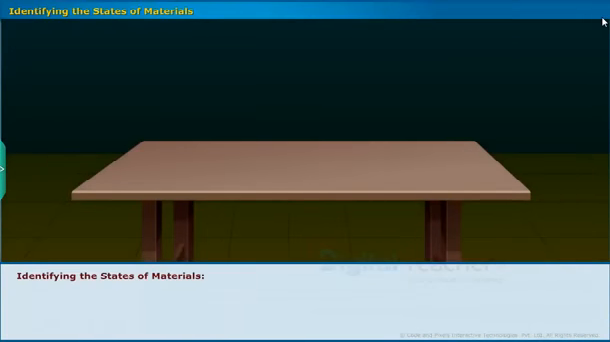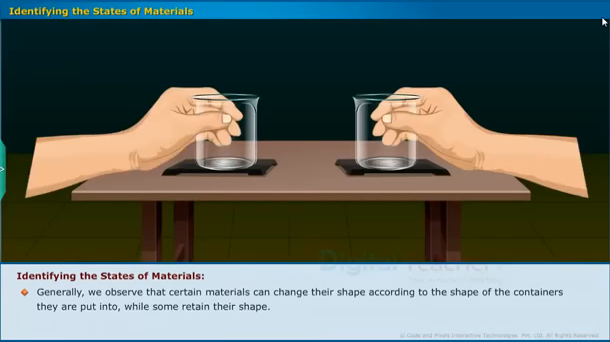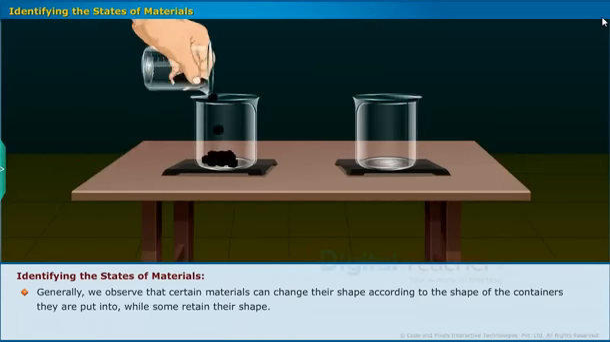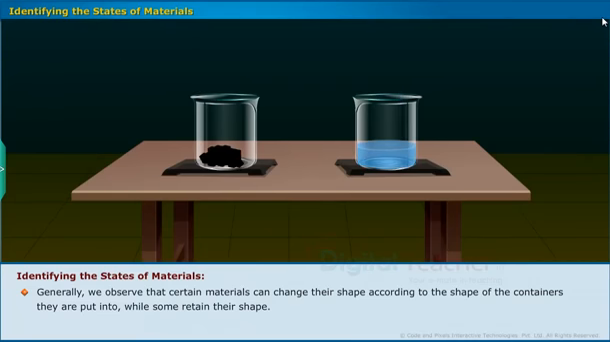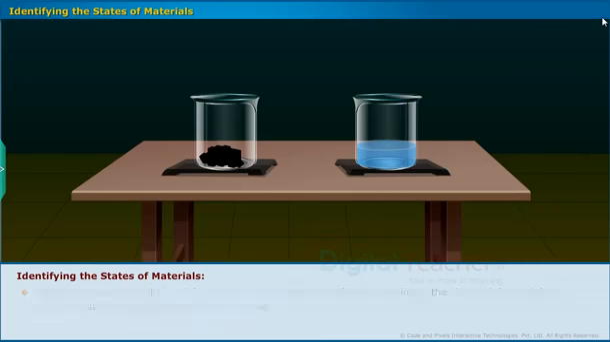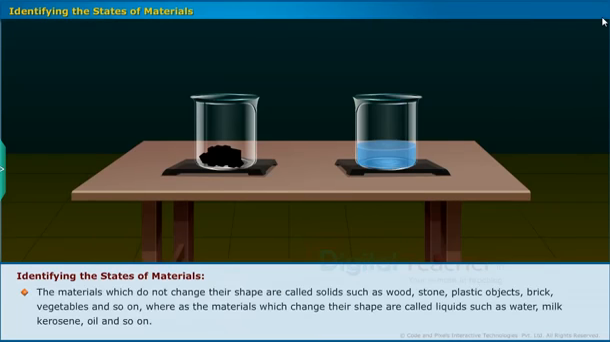Here, let us learn how to identify the states of materials. Generally, we observe that certain materials can change their shape according to the shape of the containers they are put into, while some retain their shape. The materials which do not change their shape are called solids, such as wood, stone, plastic objects, brick, vegetables, and so on, whereas the materials which change their shape are called liquids such as water, milk, kerosene, oil, and so on.